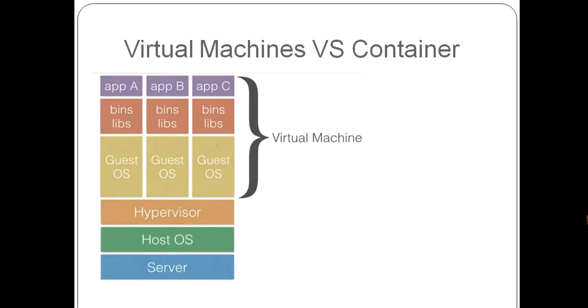The difference between virtual machines and containers: if we look at the virtual machine, it has an operating system, the host operating system. On top of the host operating system there is a hypervisor, and on top of the hypervisor virtual machines can be run. As we see in the figure, a virtual machine has a guest operating system, and on top of the guest operating system the application will be run.